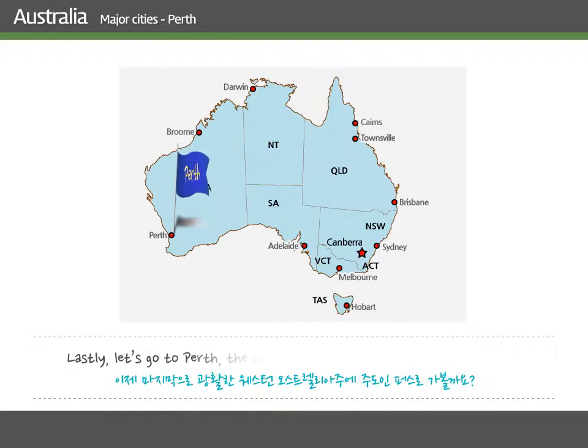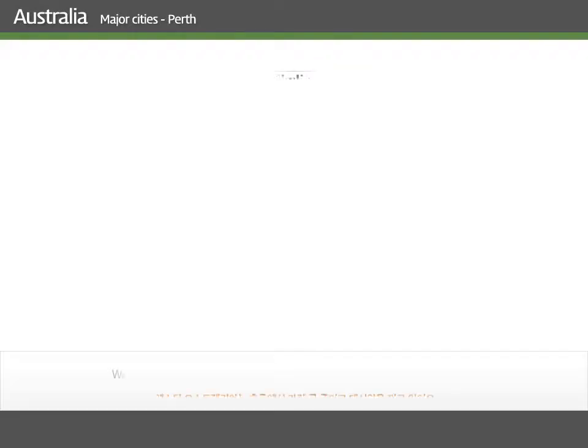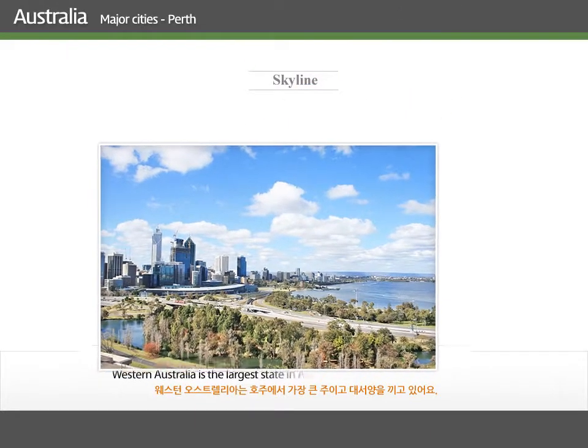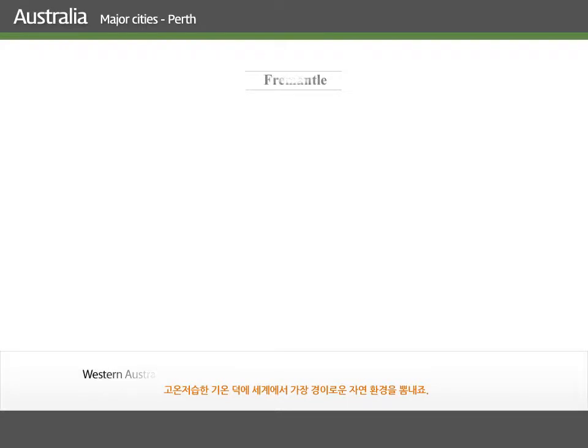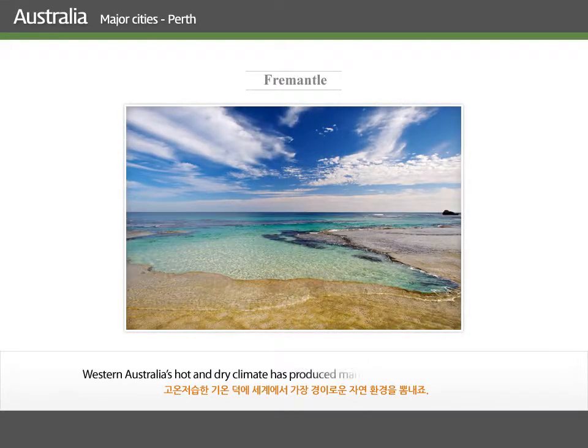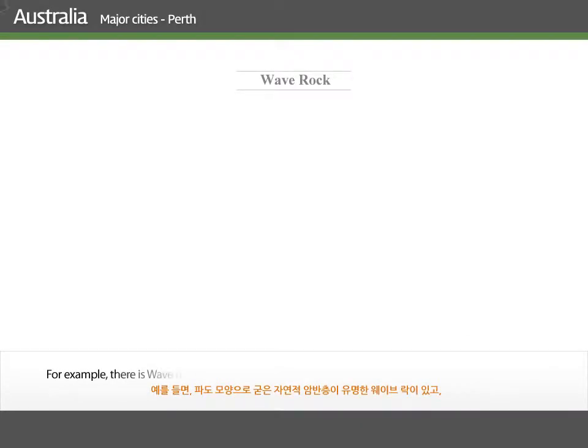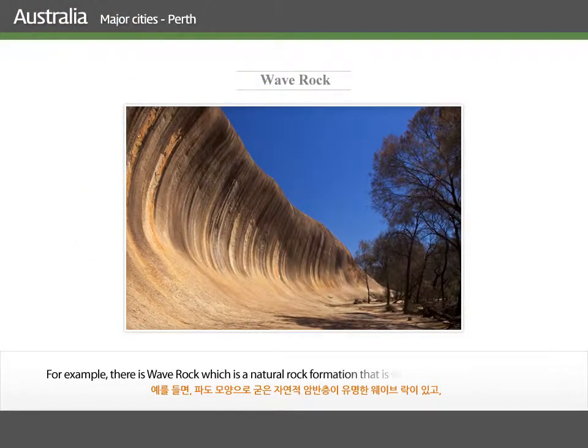Lastly, let's go to Perth, the capital city of expansive Western Australia. Western Australia is the largest state in Australia and meets the Indian Ocean. Western Australia's hot and dry climate has produced many natural wonders in the world. For example, there is Wave Rock, which is a natural rock formation that is shaped like a tall breaking wave.